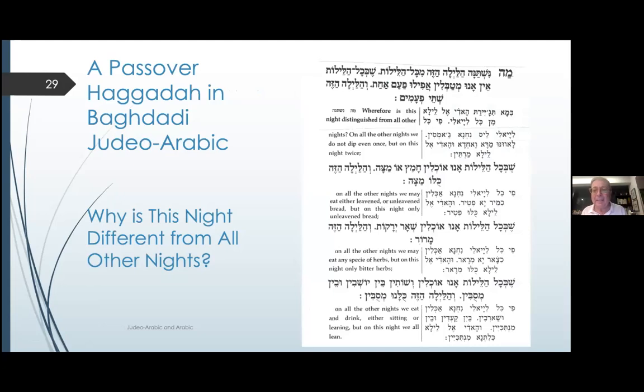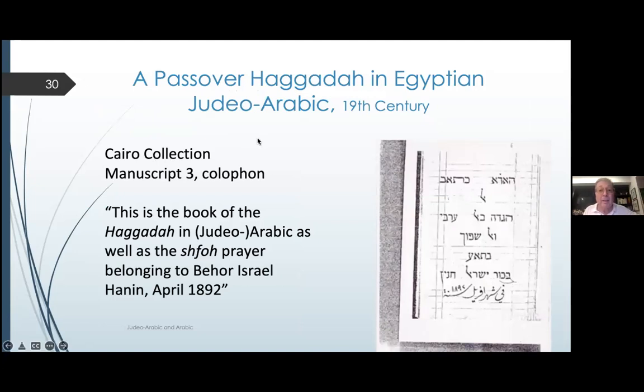Here is a Haggadah in Baghdadi Judeo-Arabic. You see here on the right-hand side, Manishtana, right? Bimat Khayeret Hadi Leila Min Kul Layali. I don't speak Baghdadi Judeo-Arabic, but you have some features there. I collected this from the Cairo collection. It says here 19th century manuscripts, and you see this is from 1892, April. Hada Kitab al-Haggadah. Very soon I'm going to publish this Haggadah.